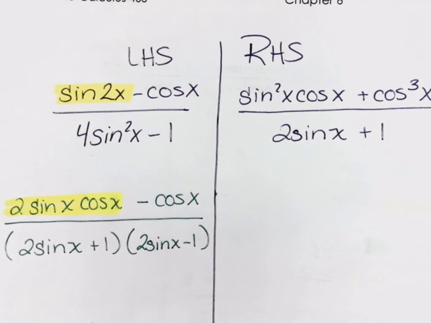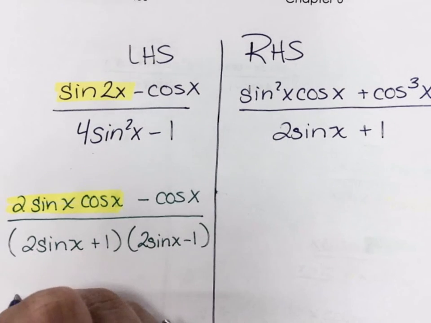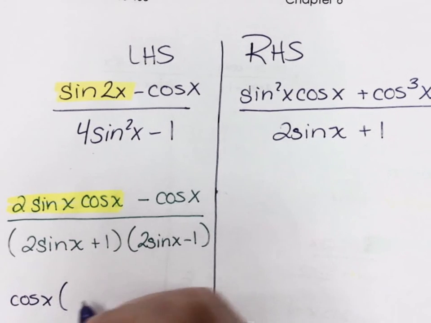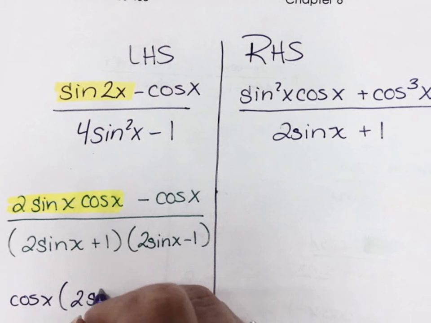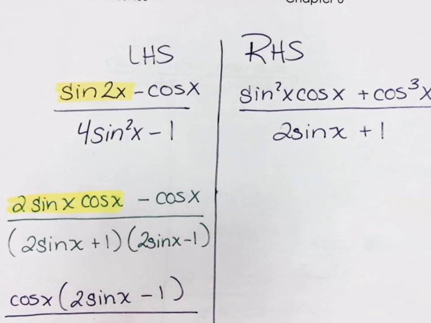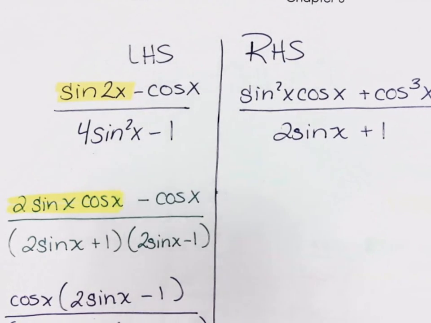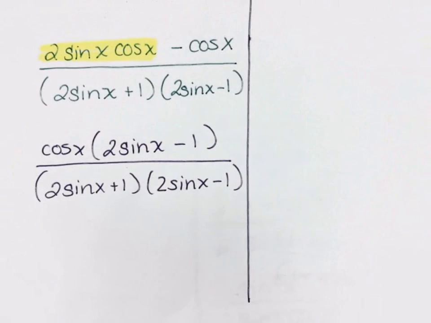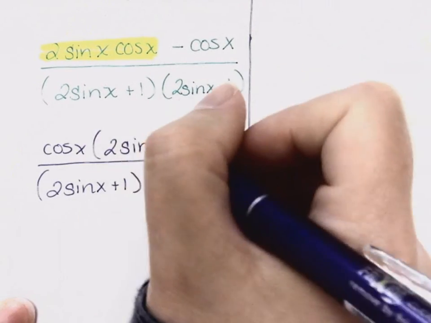So what do you see in that numerator now? 2 coses. So what am I going to do? I'm going to common factor it out. So the cos x goes outside, and I'm left with 2 sine x minus 1 over 2 sine x plus 1, 2 sine x minus 1. Okay, cancel. Exciting.